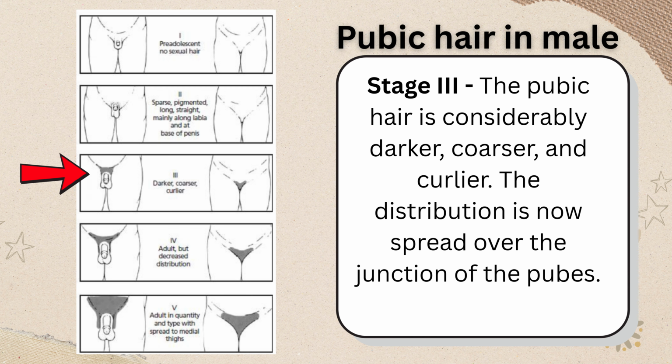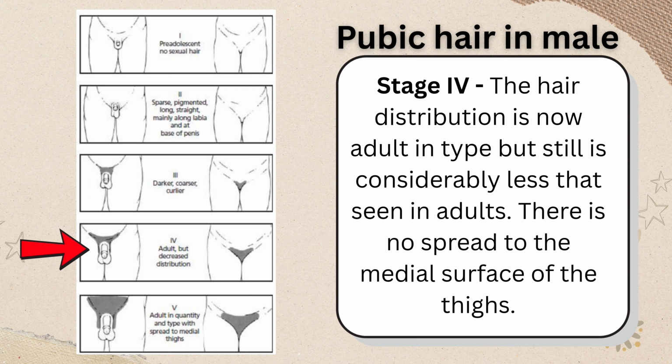Stage 3, the pubic hair is considerably darker, coarser, and curlier. The distribution is now spread over the junction of the pubes, and at this point that hair may be recognized easily on black and white photographs. Stage 4, the hair distribution is now adult in type but still is considerably less than seen in adults. There is no spread to the medial surface of the thighs.